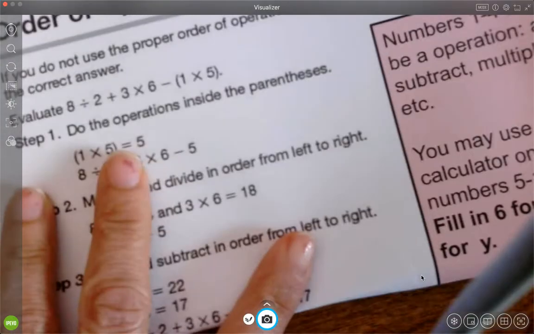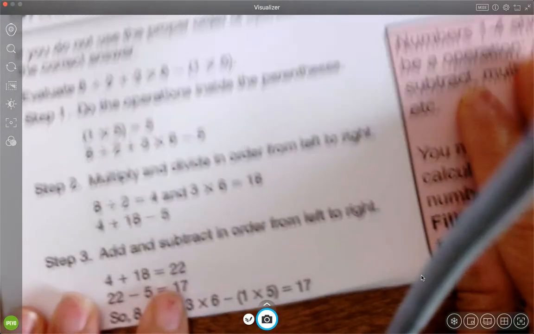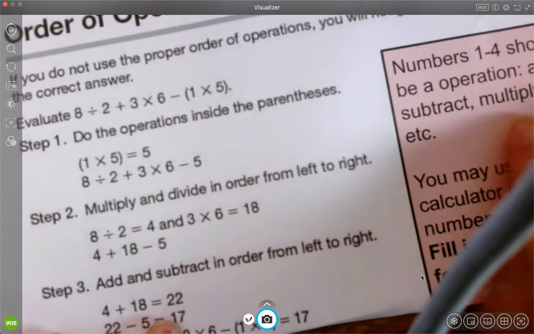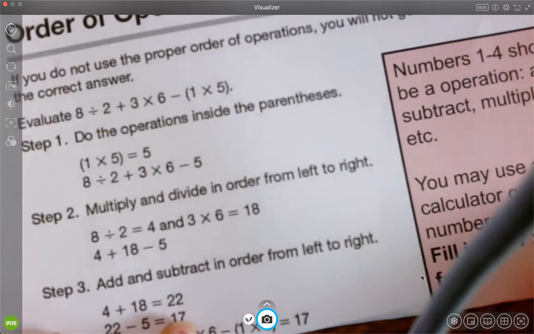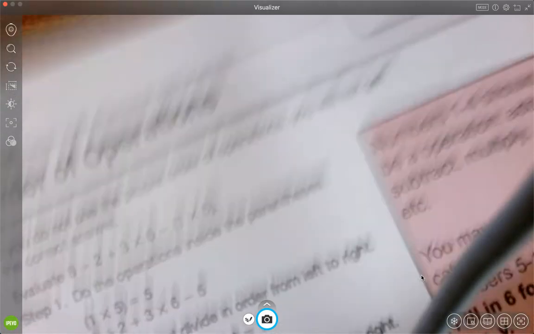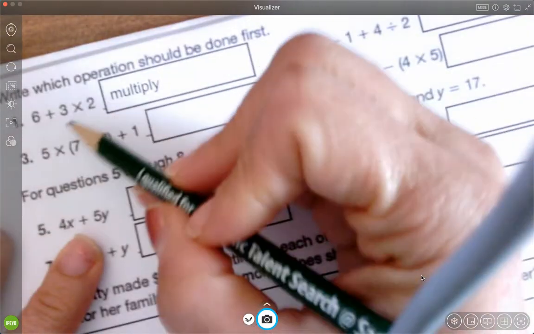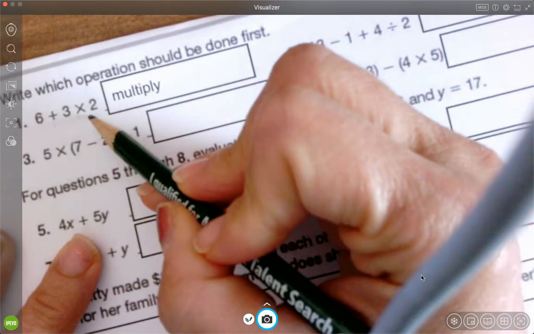Okay, so numbers 1 through 4, you should be writing the operation: add, subtract, multiply. And then on the other ones, you're going to be able to use a calculator. I'm going to show you why. I already did this one for you because I have adding and I have multiplying. Well, what am I going to do first?